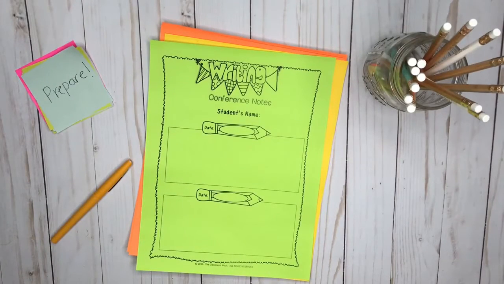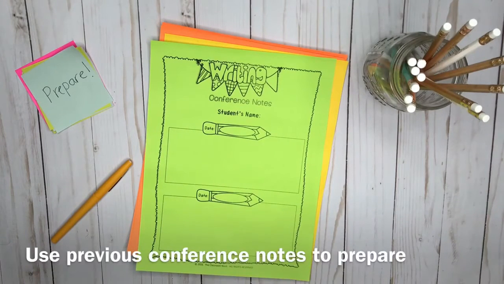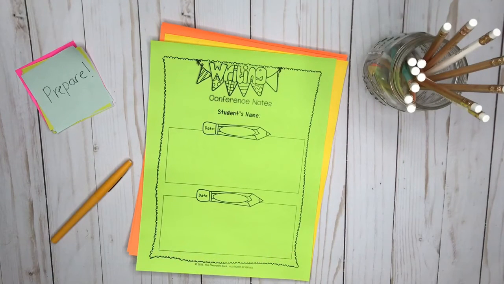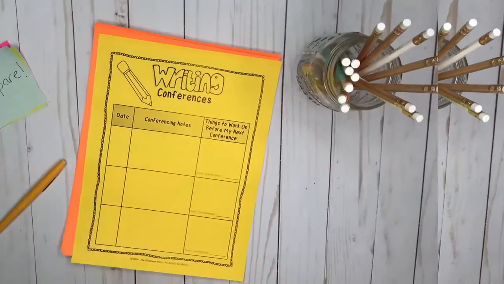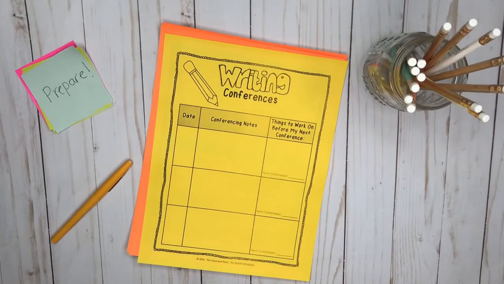The first step for getting ready for your conference is to prepare, and you can do that by going over your notes from a previous conference so that you walk into that conference with a plan of action of what you want to cover, what you want to review, and what you want to see how they've done since your last conference. Students also have their own conferencing sheet.